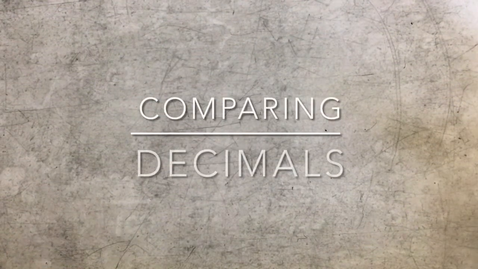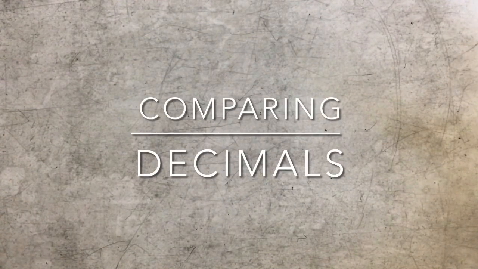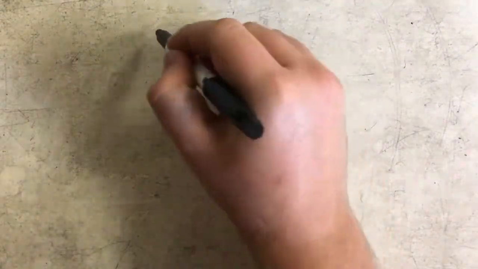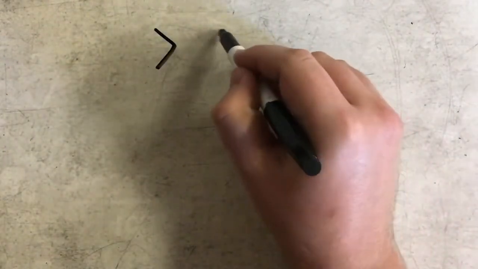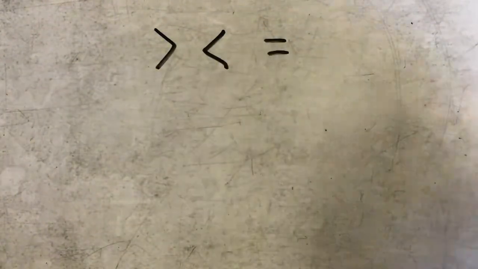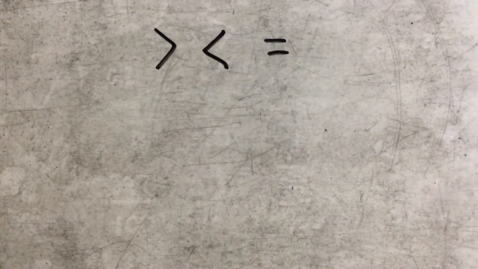Hey there. Today we're going to learn how to compare decimals. Comparing decimals is very similar to the way that we would compare whole numbers, or even fractions for that matter. I'm going to use one of three comparison symbols: either the greater than symbol, the less than symbol, or of course the equal to symbol.